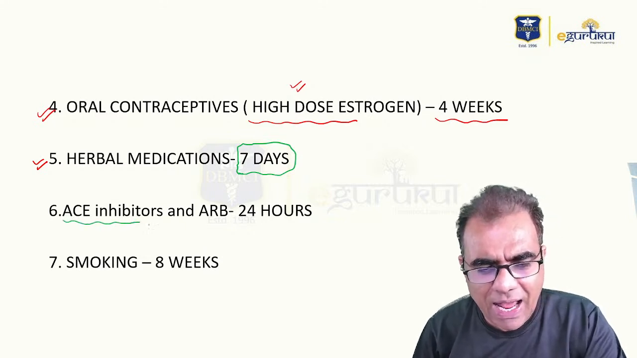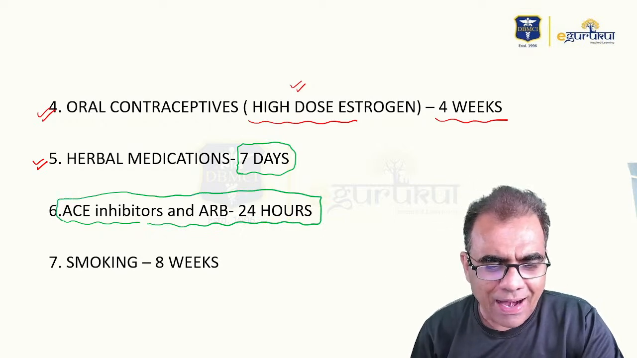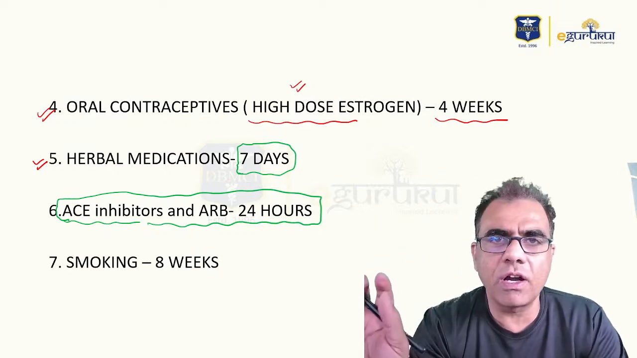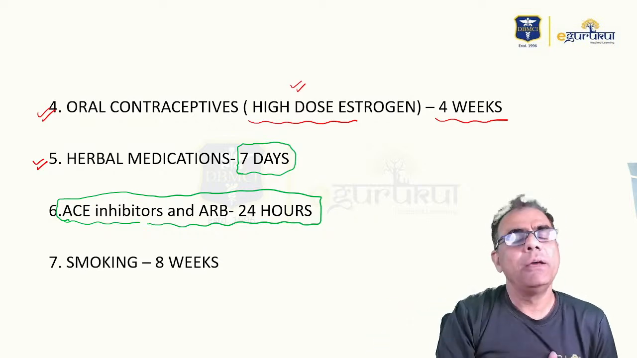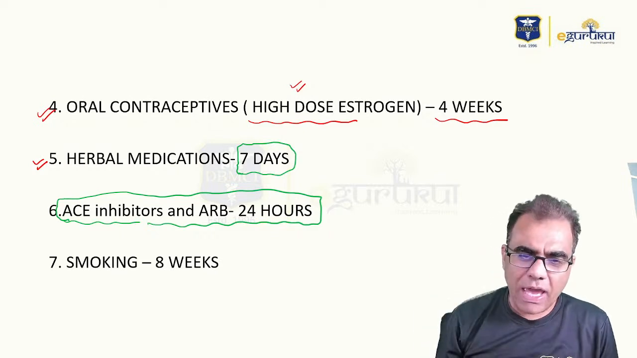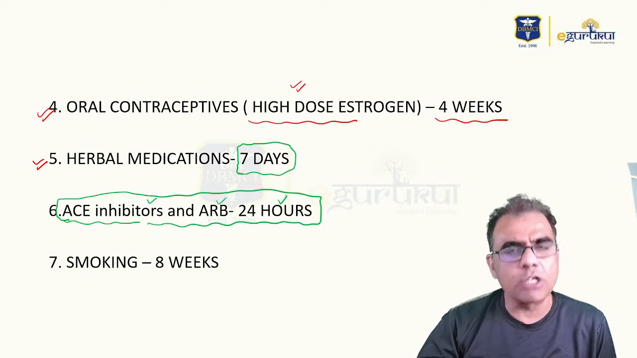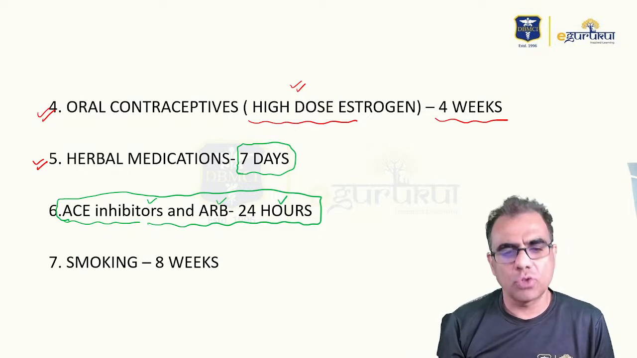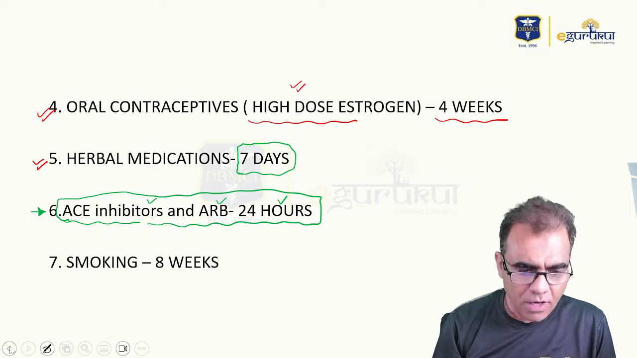ACE inhibitors and angiotensin receptor blockers are stopped 24 hours before. Rest all antihypertensives we will continue. Previously also we were continuing. So whatever drugs I'm not going to mention in this list means they will be continued as such without any change. So ACE inhibitors and angiotensin receptor blockers, nowadays we have to stop 24 hours before surgery. Previously we were stopping only on the day of the surgery. So this is a change. That's why I'm marking it again with green color.